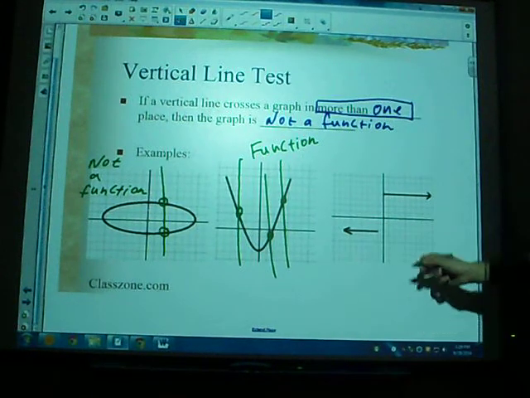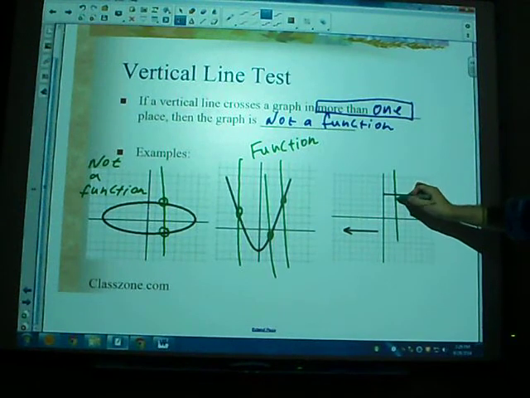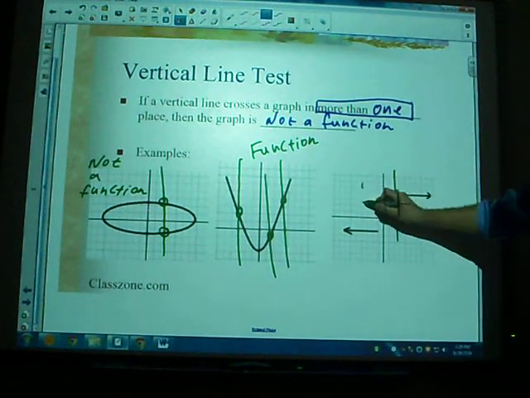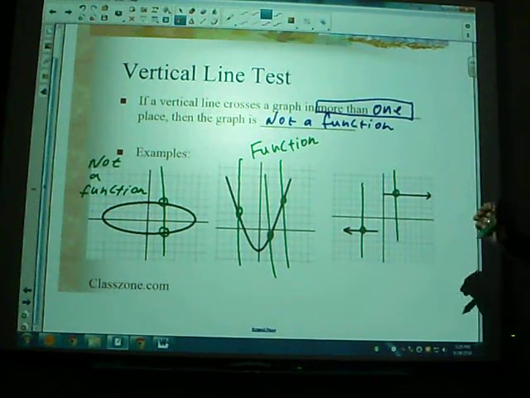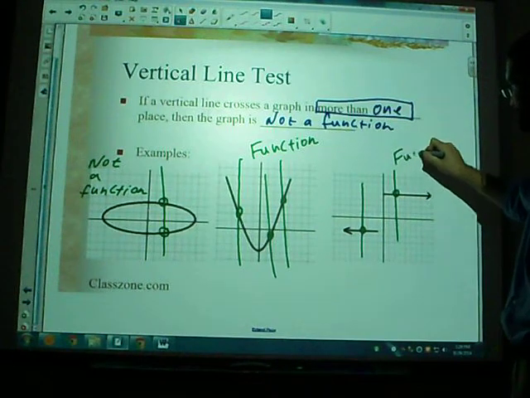Same thing here. If I draw a vertical line, it crosses the graph only once. If I draw a vertical line here, it crosses the graph only once. No matter where I draw the line, it will be crossing the graph only once. So this is also a function.